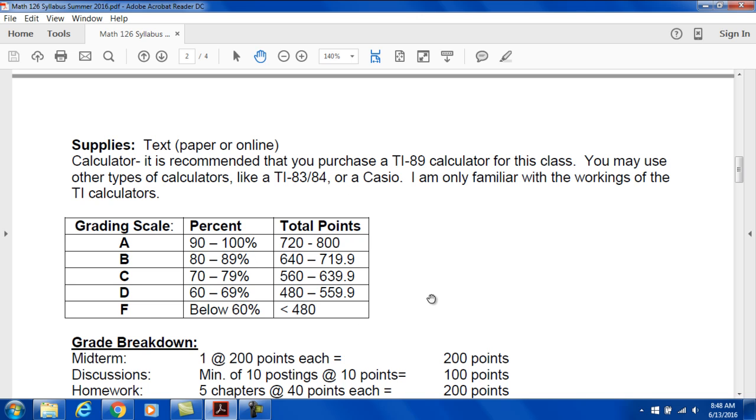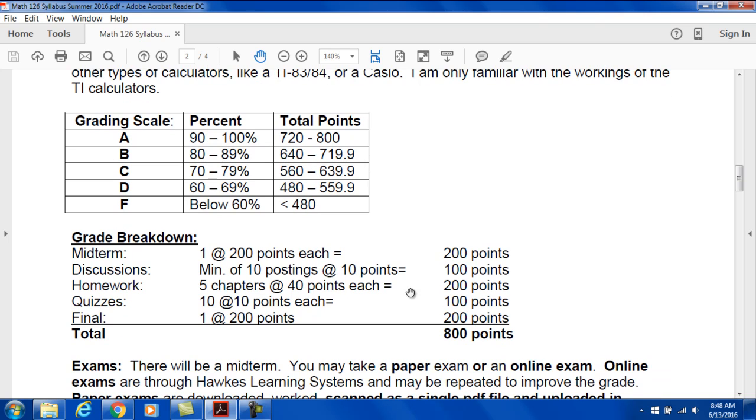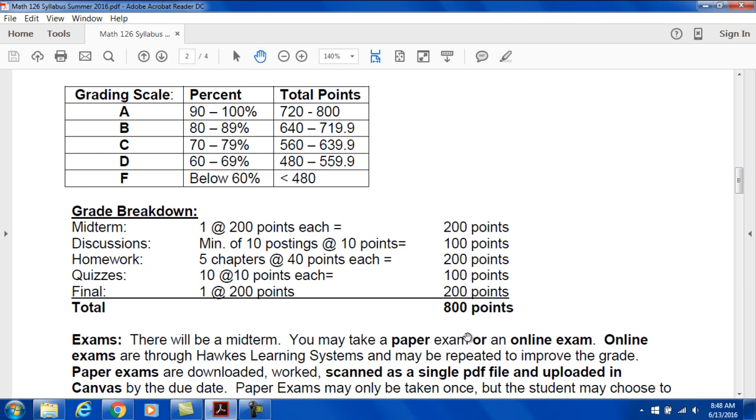Okay, standard grading scale. You get a midterm at 200 points. Discussions, you need at least 10 at 10 points each for 100 points. Homework, 5 chapters at 40 points each, 200 points. Quizzes, 10 at 10 points each for 100 points. Final, 1 at 200 points, for a total of 800 points.